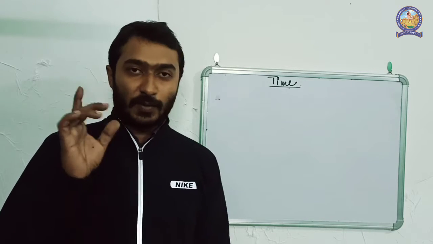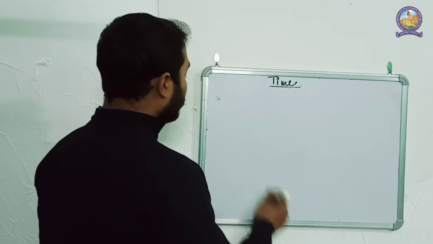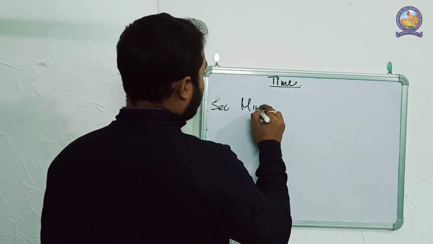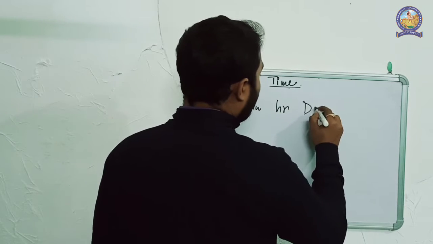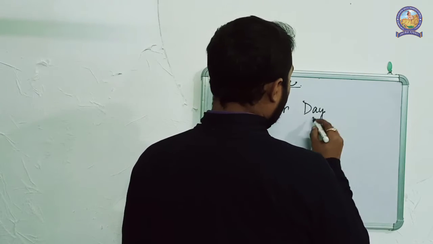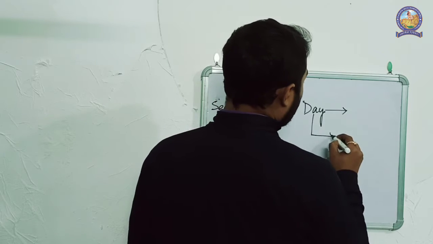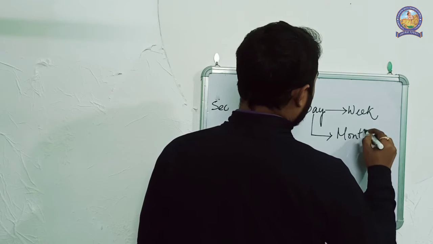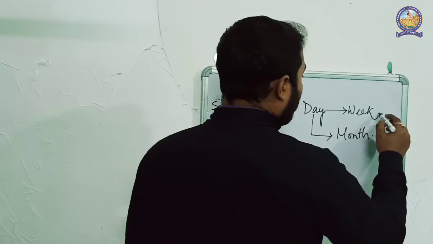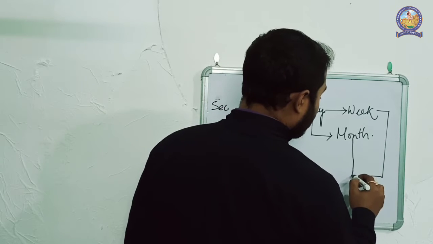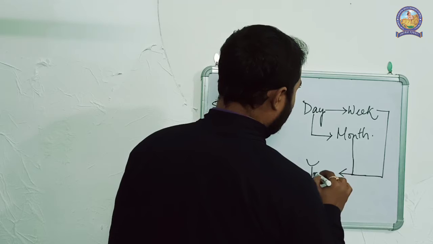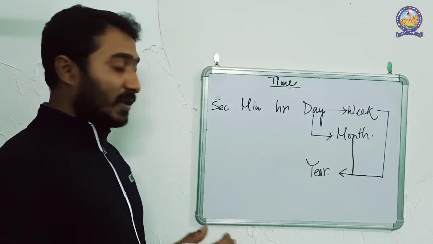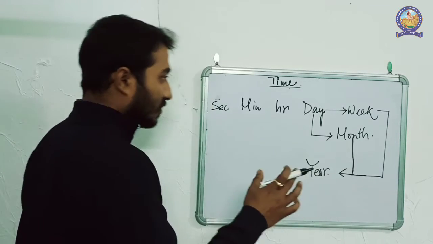You have to keep a few points in mind. We know that the smallest unit is second, then it is minute, then hour, then day. Then from day there are two different conversions, that is week and month. And from week and month there is a single conversion, that is year. So whenever we are calculating, we have to follow the units.